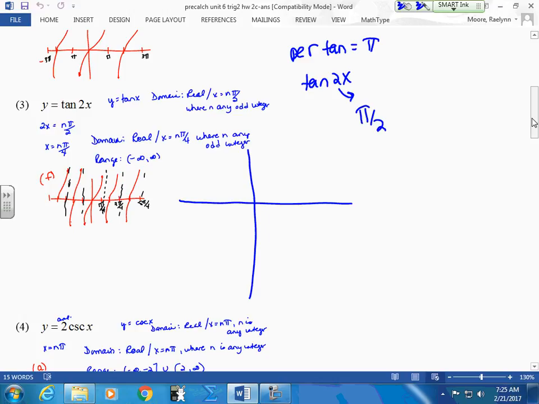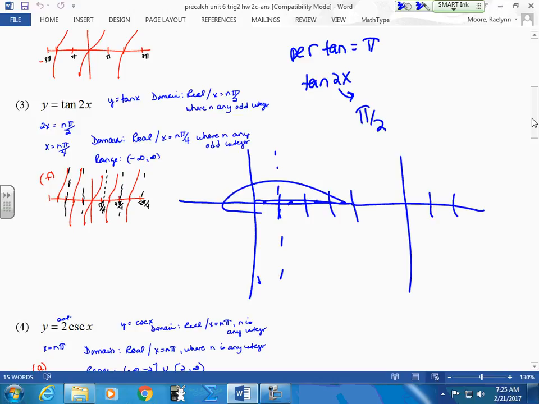So every pi over 2, take your pi over 2s and divide them into halves again, because that's where your pieces are now. So here's your asymptote. Here's your, whoops, got to go across here. Every pi over 4, sorry. Get rid of that one. Every pi over 4, I should use 2 different colors. I'll just make a little tick mark. This is 90, this is negative 90. So every pi over 4 is where your graph is going to go.